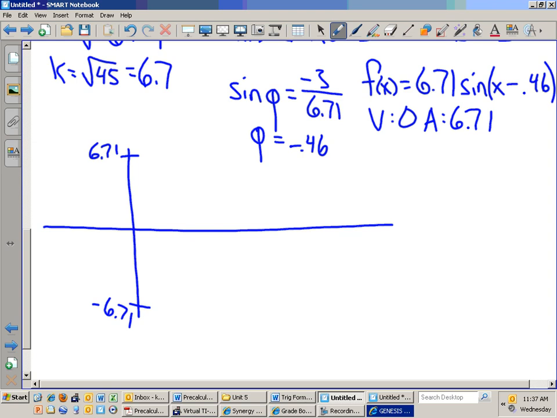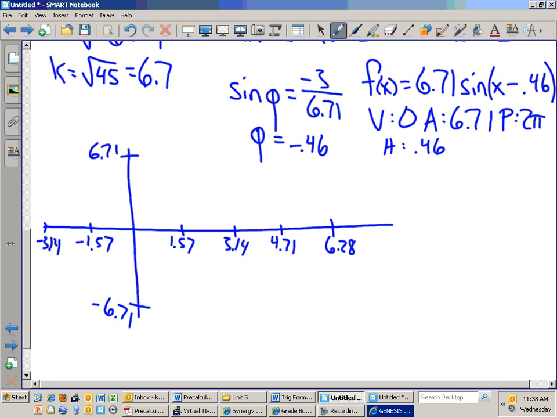What is my period? 2 pi. Or 6.28 because I'm working in decimals here. Pi is 3.14. Pi over 2 is 1.57. 3 pi over 2 is 4.71. What's my horizontal shift? Where does sine start? 0, max or min? 0. But shifted 0.46 units.